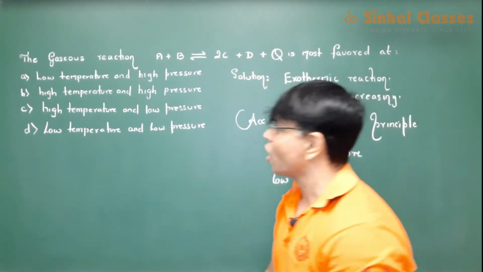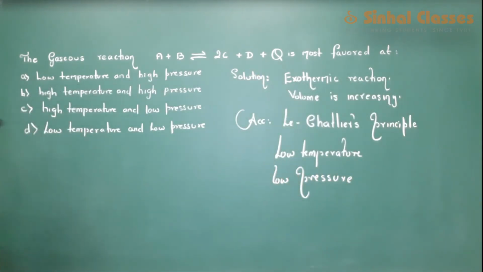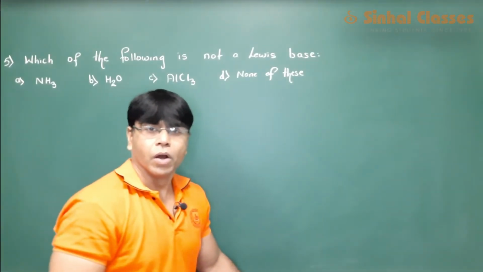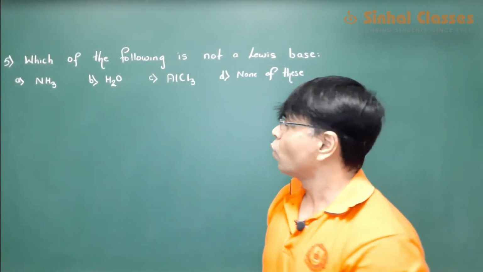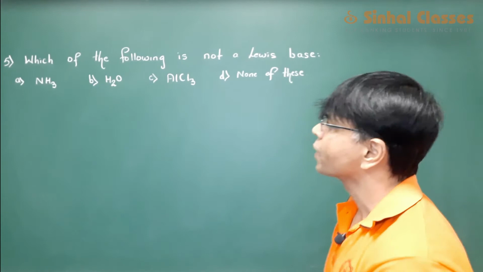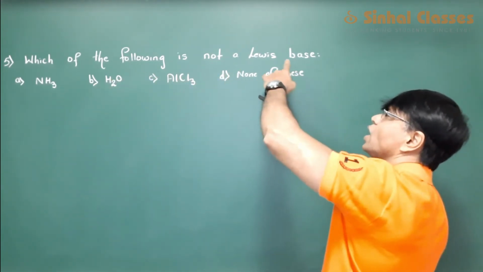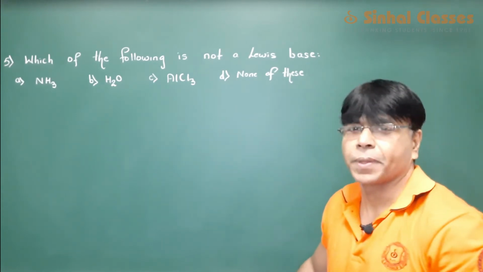Okay, so your answer for this question will be D, which is low temperature and low pressure. Okay student, let's see one more very interesting question. Which of the following is not a Lewis base?